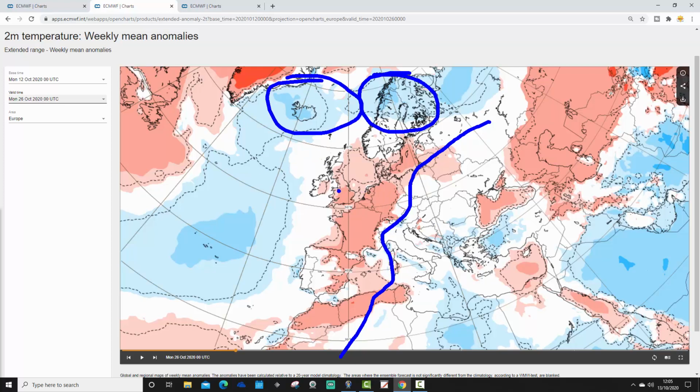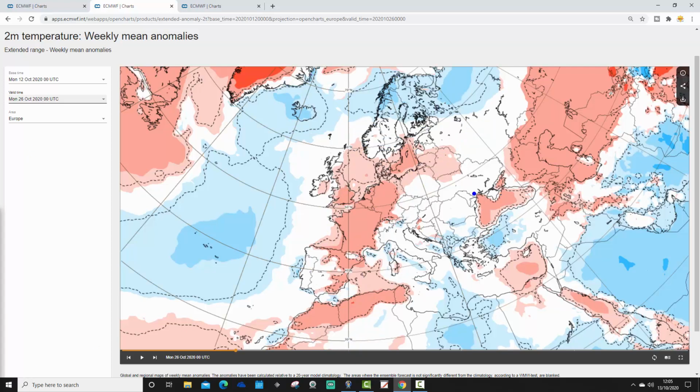But for Ireland, for the UK, through Denmark, much of Germany, the Low Countries, down into France, and through much of Spain, in particular eastern Spain, we're looking at a milder than average week through here, with temperatures going above average from the 19th to 26th of October. Not as mild across the eastern parts of Europe, but not particularly cold either. So I think generally we say that this week is seeing temperatures lifting up across most parts of Europe.